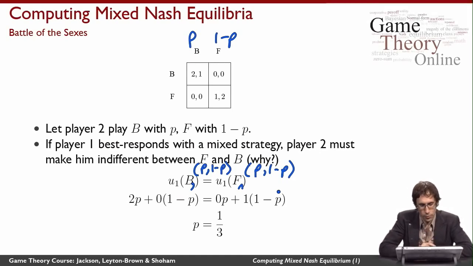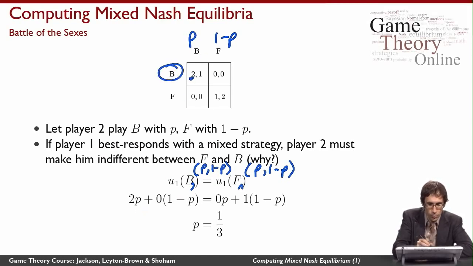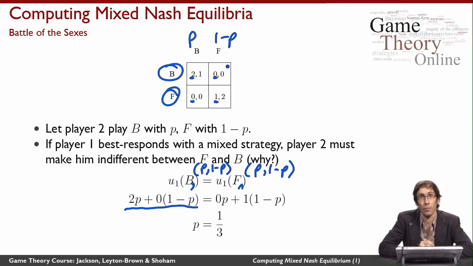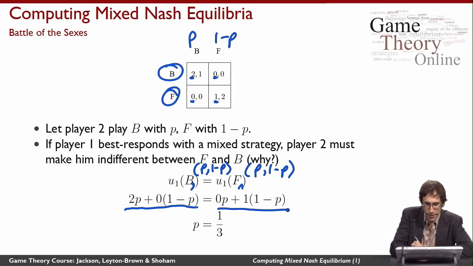So then we can simply expand this out, taking into account the actual payoffs of the game, and learn something useful. So we can say, if it's the case, given the same probabilities, P and 1 minus P, that player 1 is indifferent between playing B and playing F, then that means, well, when he plays B, then he gets 2 with probability P, and he gets 0 with probability 1 minus P. So that's what we have written down here. And when he plays F, he gets 0 with probability P and 1 with probability 1 minus P. And that's what we have written down here.